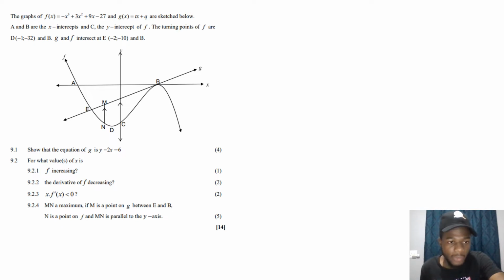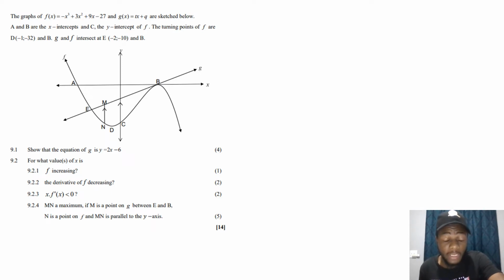All right, the first question says show that the equation of g is y equals 2x minus 6. The equation of g, g is our straight line. In order for us to find the equation of our straight line, we must have at least 2 points. And so far, we are having only 1 point on our straight line, which is point E. So it means we must find the other point. Either we find point M or point B.